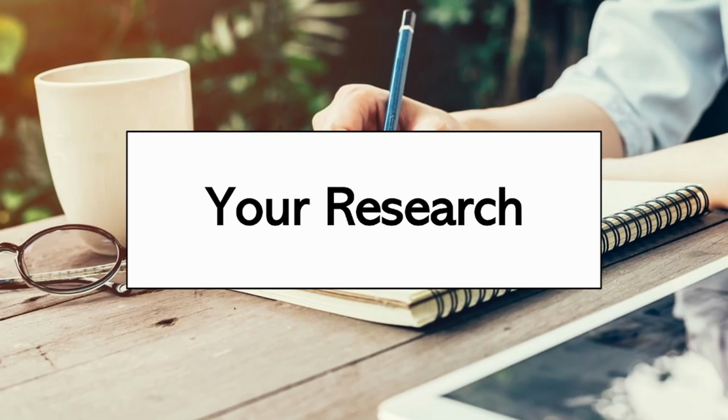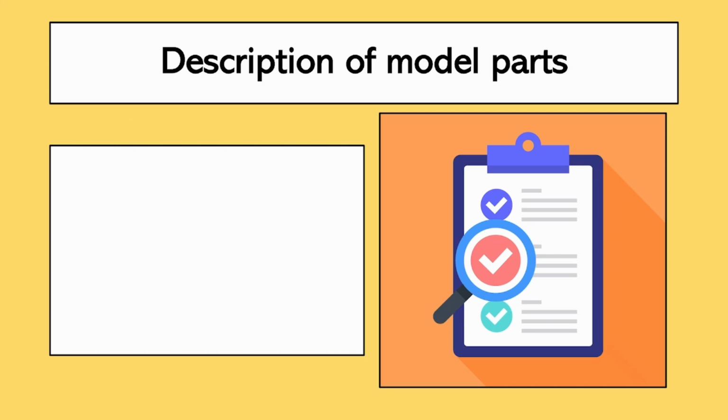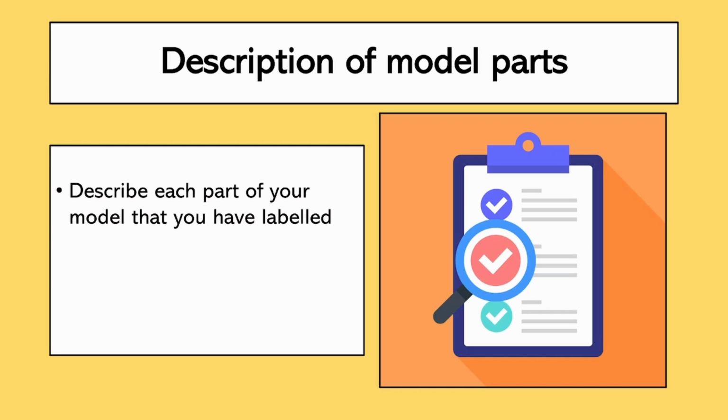Now, the next part of your assignment is talking about the research that you undertake. The first main part for this is a description of your model parts. You need to describe each part of your model that you have labeled. So say, for example, if you've got the vent in a volcano, what is the vent? What does it do? What is its purpose? You need to talk about how those parts form. For example, with the vent again, how did that vent form? Was it always there? How did it get there? Why is it there?